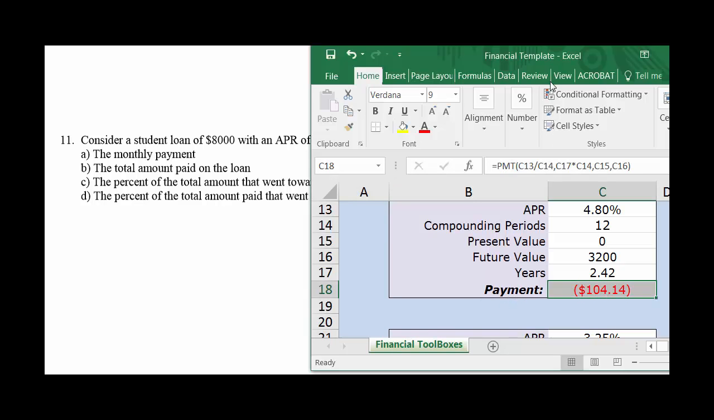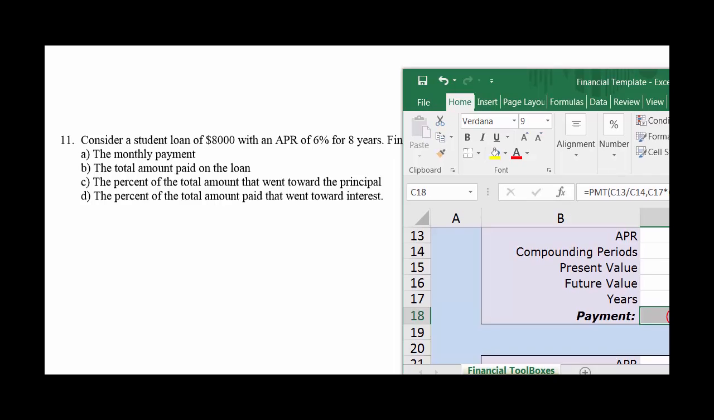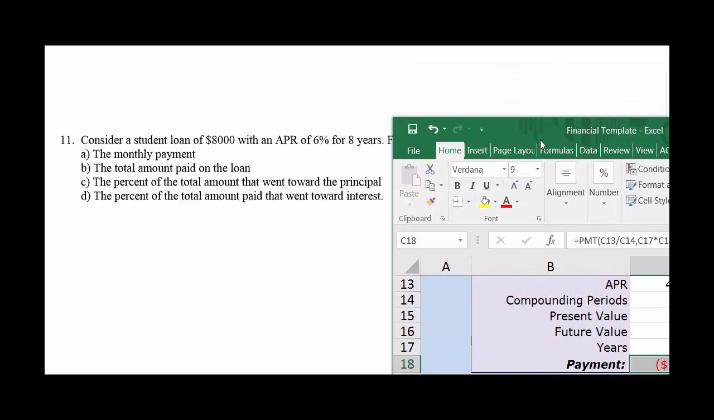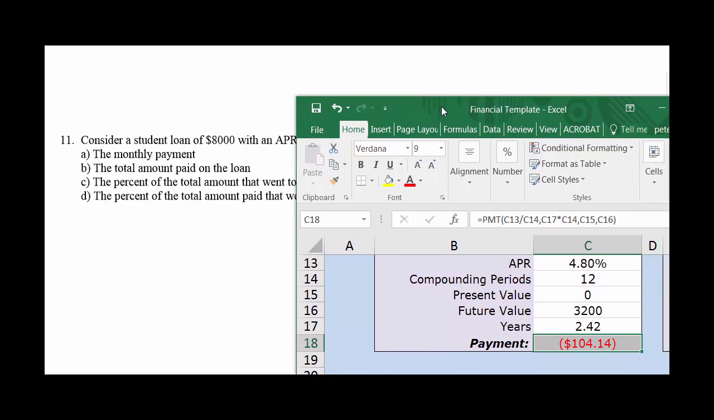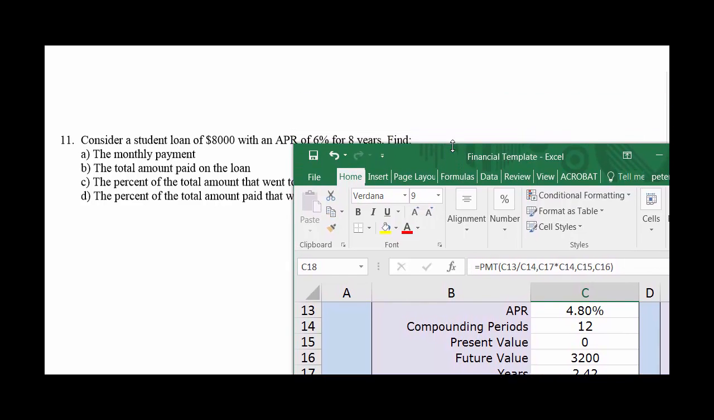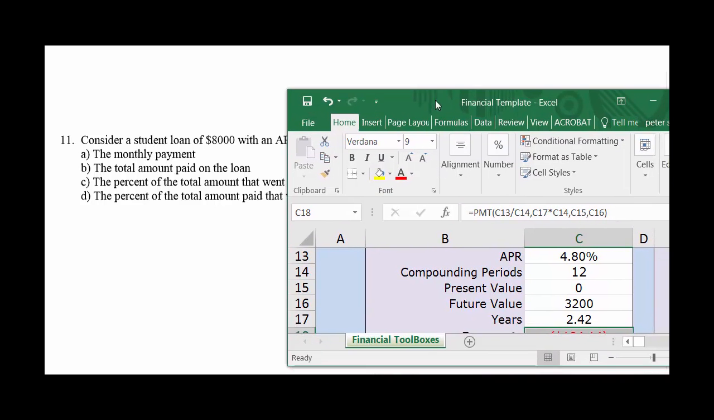All right, number 11, we're given a student loan of $8,000 with an APR of 6% for 8 years. Find the monthly payment. I am just going to go to our Excel friend. And let's just type in our parameters. See if I can get this all in on the screen. Oh, I can almost get it all in, sort of. Okay, anyways, doesn't matter.